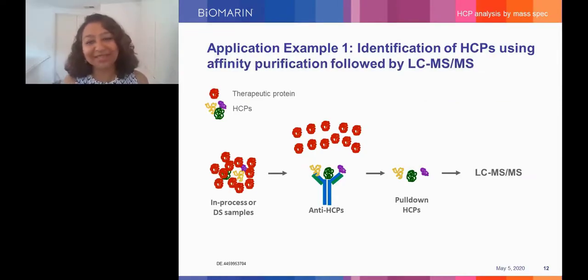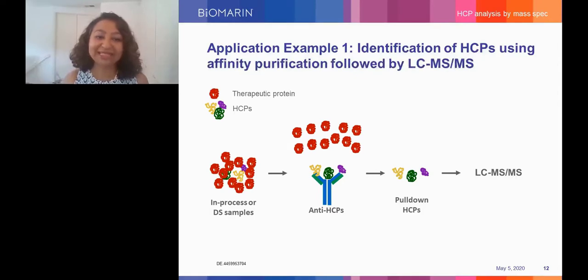One of the common examples shown here is when you do affinity purification and then you do LC-MS to look at what proteins in your drug substance are being pulled down by the affinity purification. In this case, if you've taken some antibodies, let's say that you outsource to a company to make, and now you just want to enumerate what are the proteins that this antibody binds to that are present in your process.